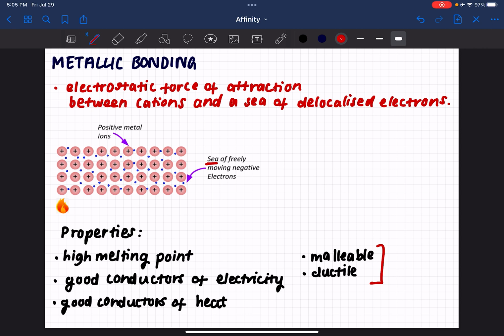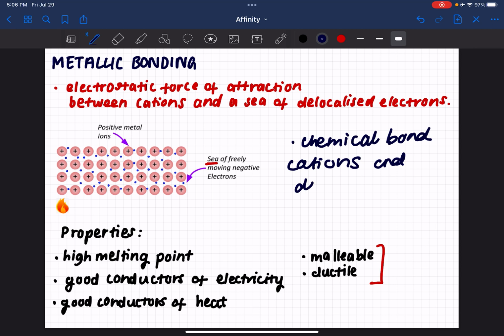So just a quick overview of what we've covered is that metallic bonds are a chemical bond which is the electrostatic force of attraction between cations. And just to recap, cations are positively charged ions, and delocalized electrons, which in turn gives metals great properties, which are high melting point, good conductors of electricity, and good conductors of heat.